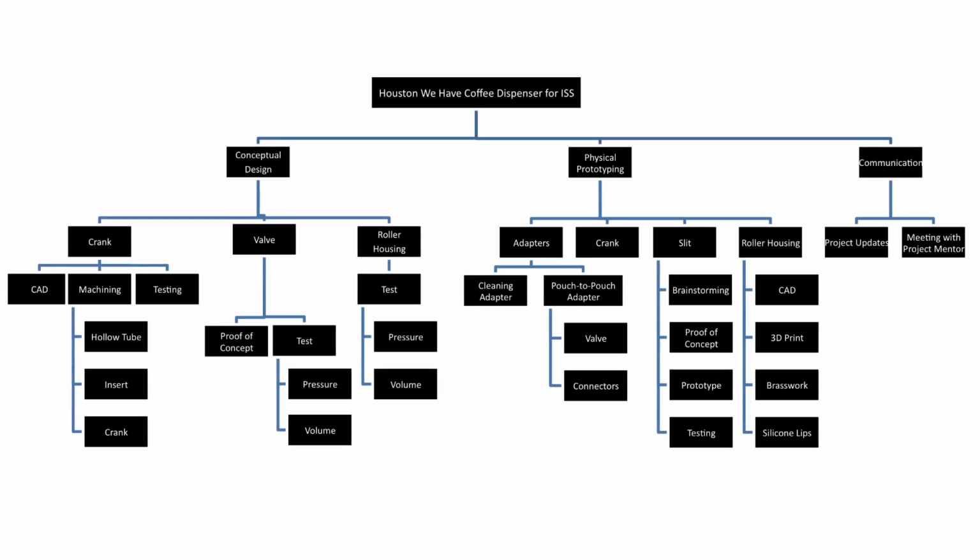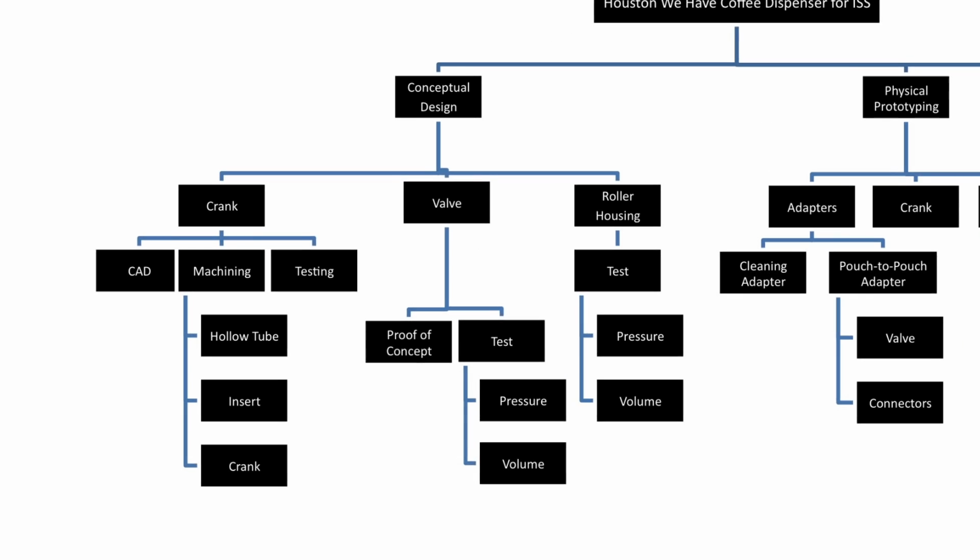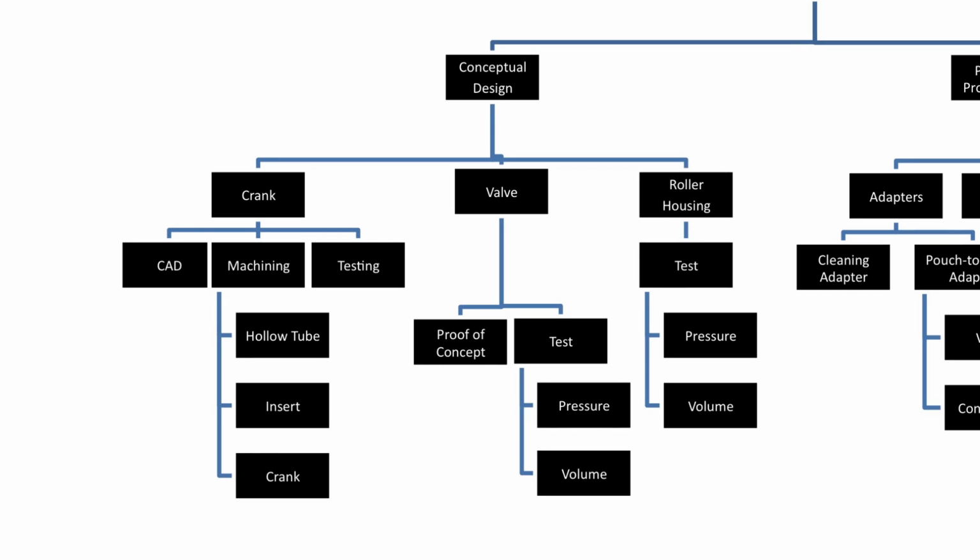This is an example of a work breakdown structure for Houston We Have Coffee. The team divided their project into 3 main design blocks: conceptual design, physical prototyping, and communication. Within each of these design blocks, they further subdivided into individual tasks. So in the conceptual design, they were designing a crank, a valve, and a roller housing.